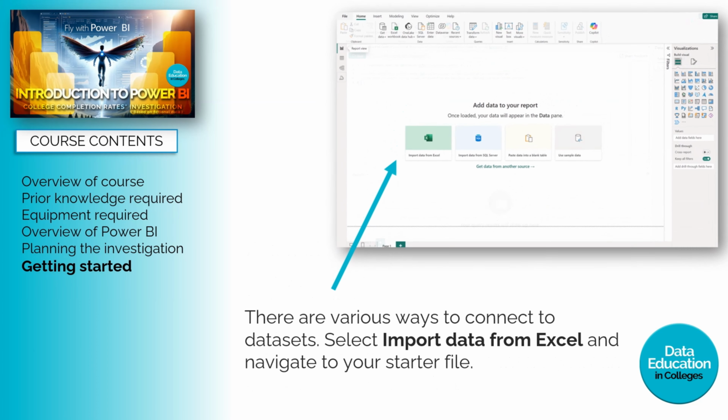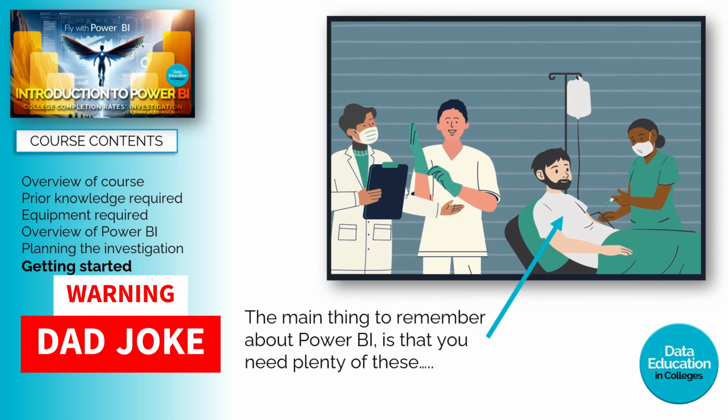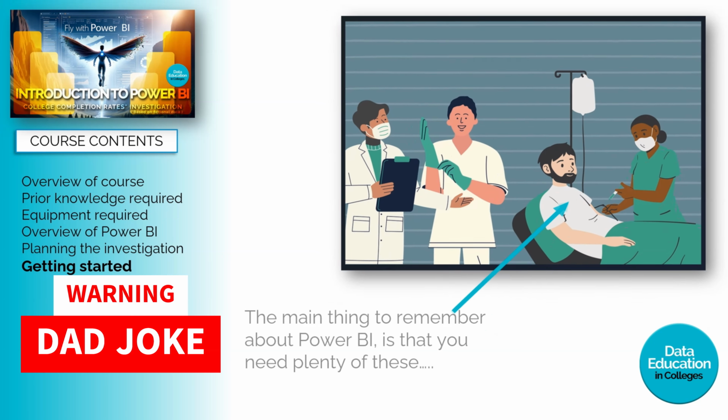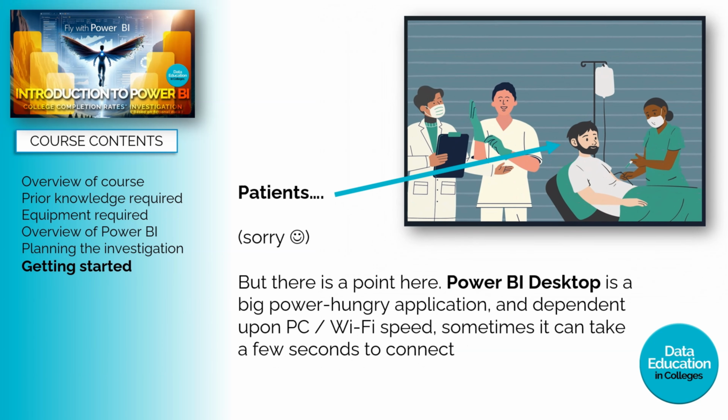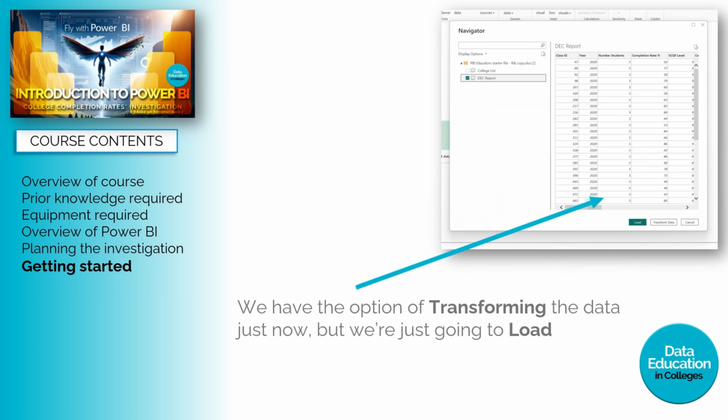There are various ways, but we're just going to go import data from Excel and then go and find wherever you put your starter file. Sorry about this. You do need a lot of patience. Power BI, as it says, big power hungry application, and depending upon your PC and so on, it does take a bit. Anyway, when you select it, you'll be asked which of those tables you want to bring in. In this case, just DEC report. We're not going to transform anything in this case, just press load.